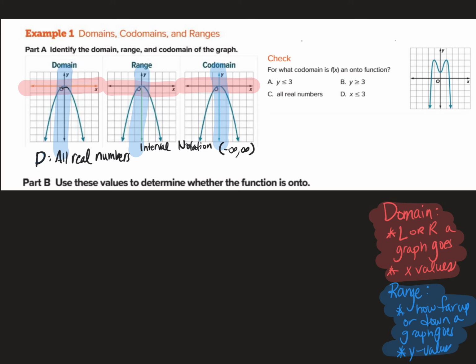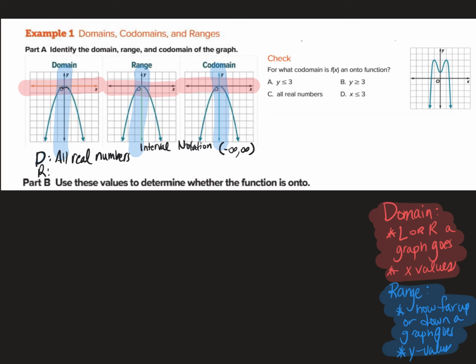And if you look, this is the same graph every time. It's just there's some stipulations that have been changed, and I'll tell you about those in just a moment. So the domain for all of those is all real numbers because they're the same graph. They go forever to the left and to the right. The range: how far up and down does this graph go? Well, we just said a moment ago that the graph goes forever to the left and down, and forever to the right and down. So it goes forever down.